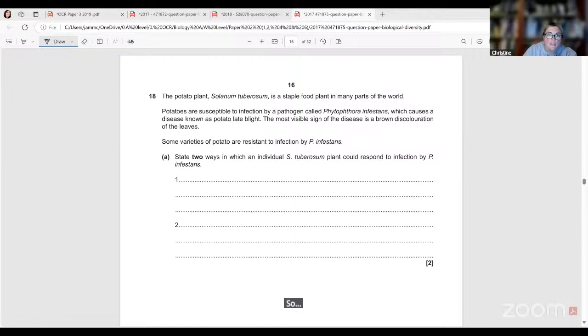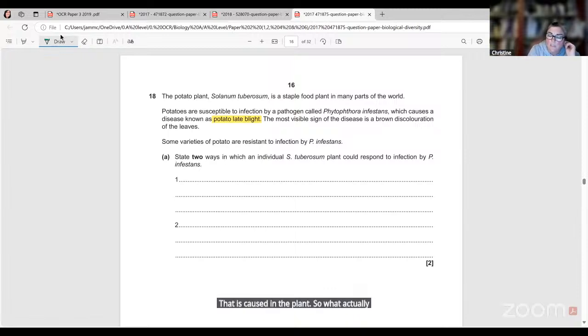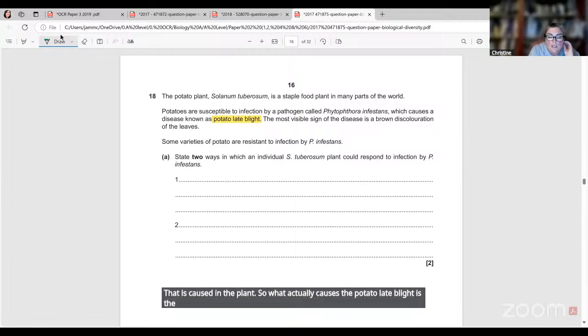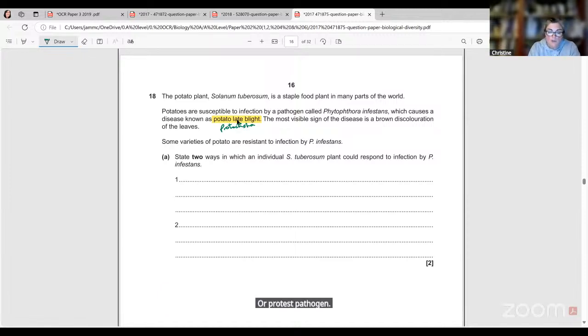Okay, so this is an interesting one, because they are expecting you to note the fact that you've got potato late blight. This is one of the infections that you have to know about that is caused in the plant. What actually causes potato late blight is the pathogen, which is the Protoctista. So that's the first thing to note, that we're looking at a Protoctista or protist pathogen, just as a backup of our extra ones. Then they said some varieties of potato are resistant.